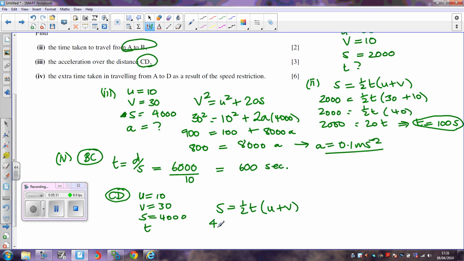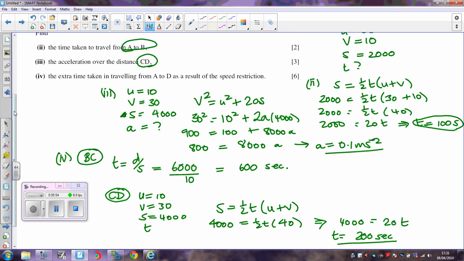In this case, s is 4,000, t is what I'm looking for, so that's half t. 10 plus 30 is 40, which means that 4,000 is equal to 20t. So t is going to be 4,000 divided by 20, which comes out as 200 seconds.